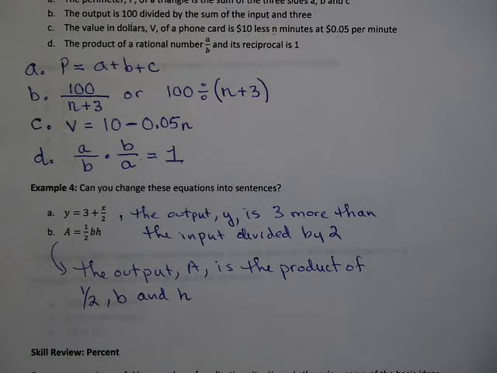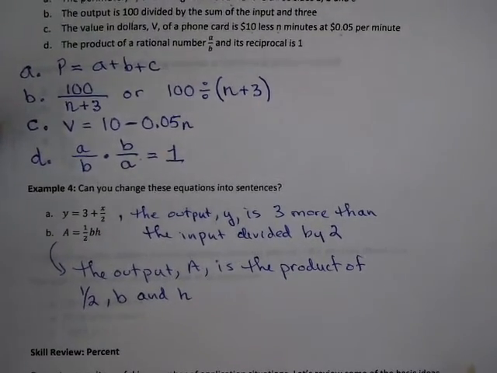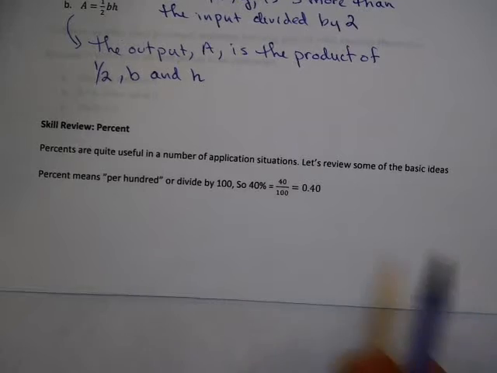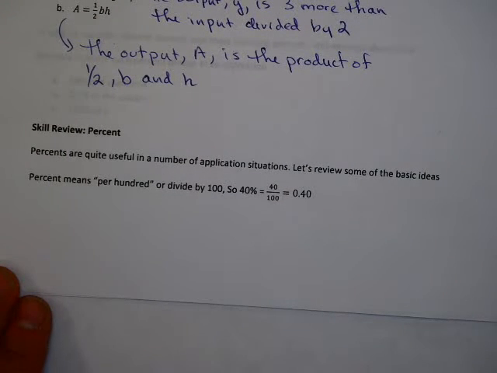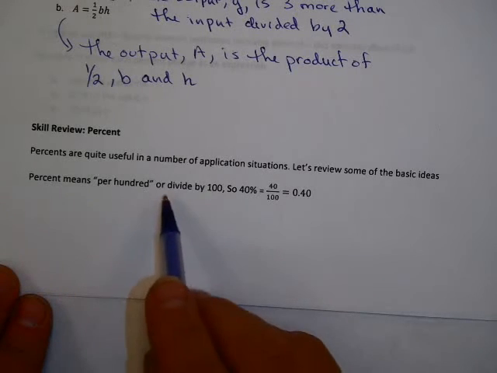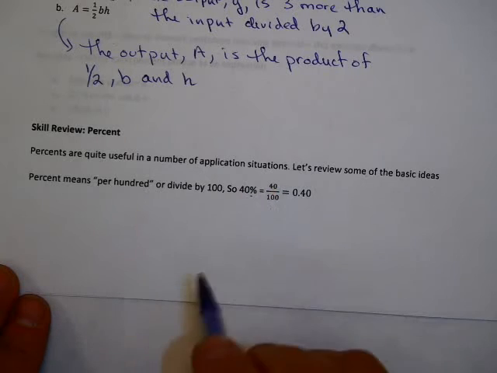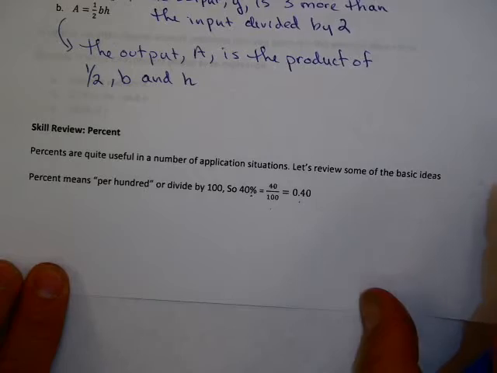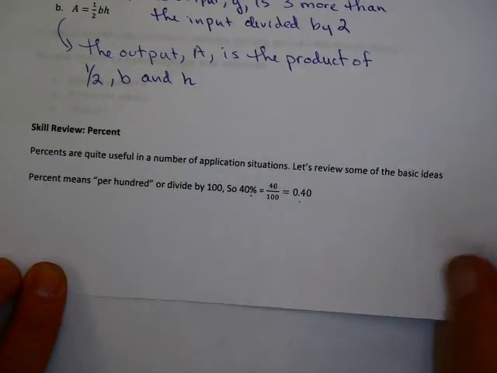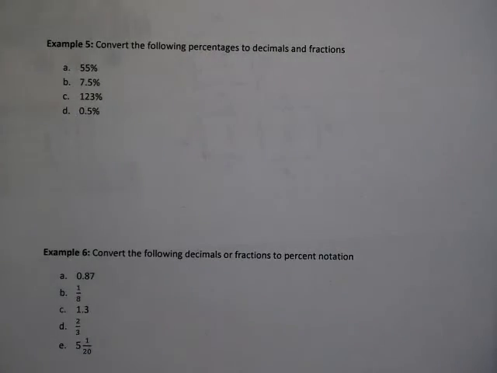One common skill in algebra is percents. I know all of you have seen percents at some point in your life, and it might be useful for us to just review what a percent is. Percents are useful in a number of application situations. Percents mean per 100, or divide by 100. So when we talk about 40%, that means 40 over 100, which is the same thing as saying 0.4 or 0.40.